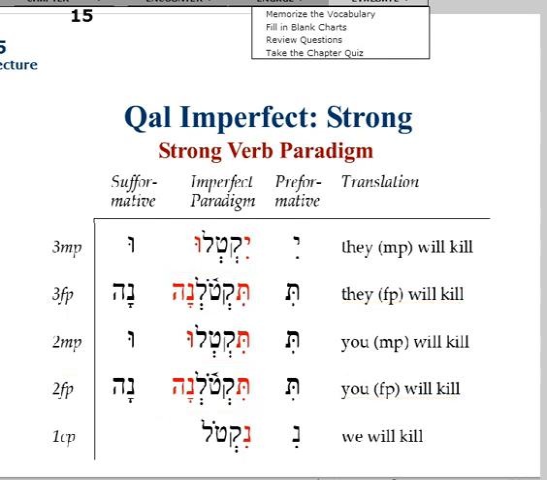Observation 7. In the perfect, the third person plural form is katalu, they killed. This form in the perfect is common. In the imperfect, the third person plural is inflected for gender. And so there are two third person forms. Yiktalu, third masculine plural, and tiktolna, third feminine plural.